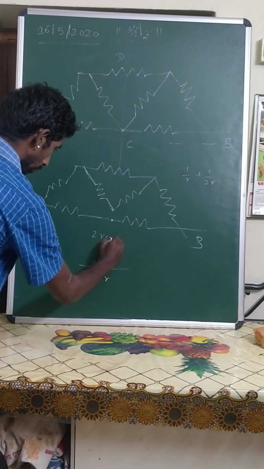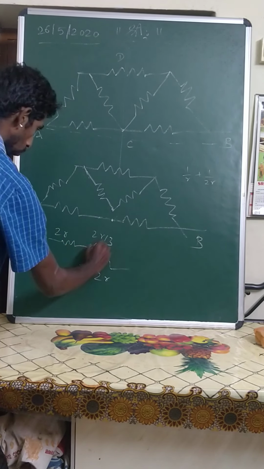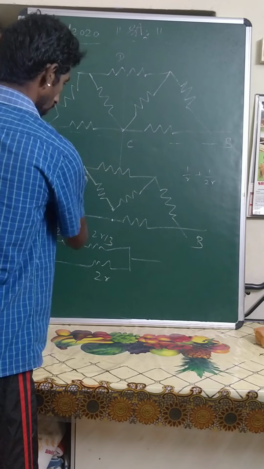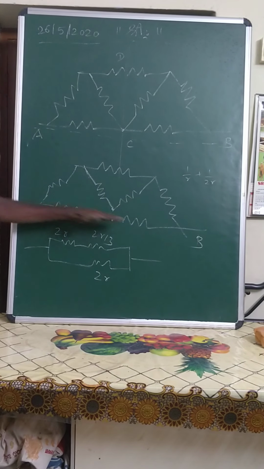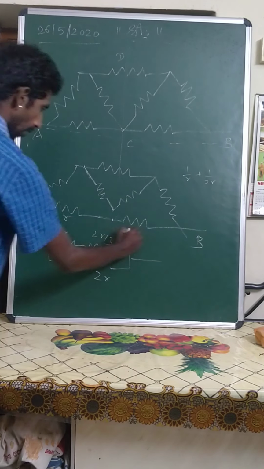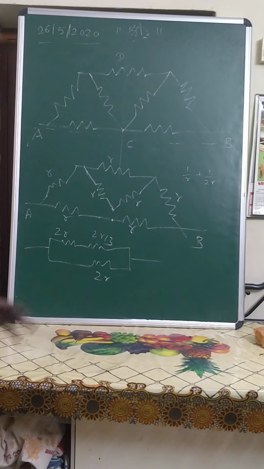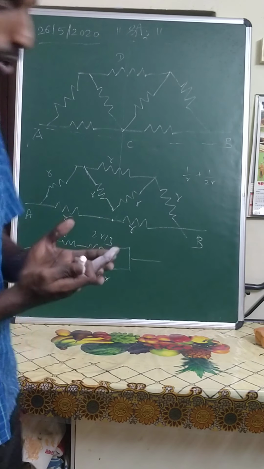So the top 2R by 3 will be in series with this 2R. Then 2R plus 2R by 3, which is connected to 2R, because these two are R plus R, 2R. This parallel combination is R plus R. So all are identical resistors, because we are using only identical resistors in the problem. In the examination, they give some values, and with the help of the values you can solve it.